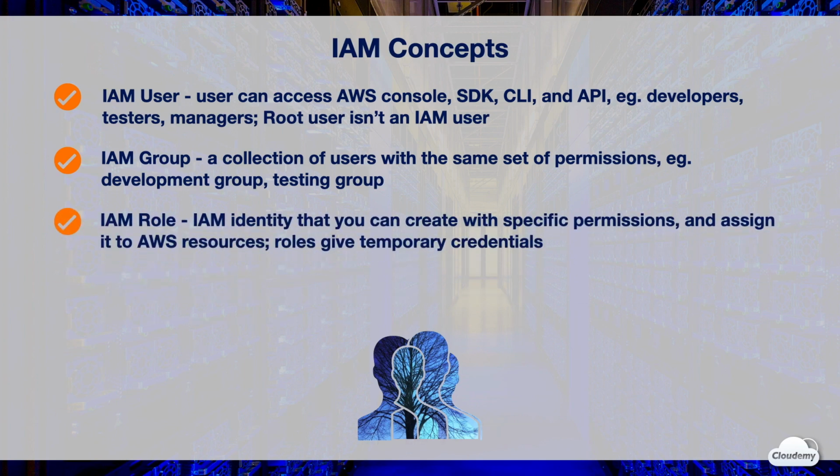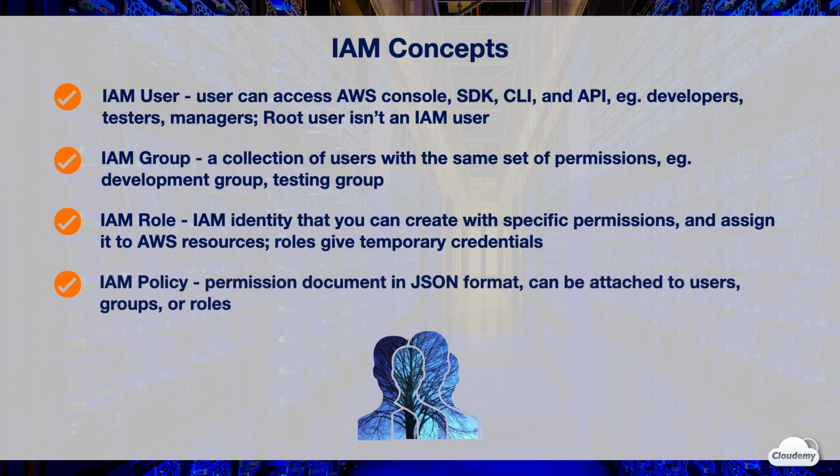IAM role is the IAM identity that you can create with specific permissions, and assign it to AWS resources, so that other AWS services or users can assume the role to access those resources. Roles are similar to users, except they don't come with long-term credentials. Instead, they give you temporary credentials for your role sessions. For instance, you can create IAM roles to grant permissions to applications running on Amazon EC2.